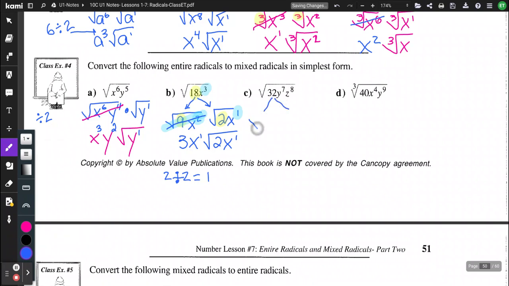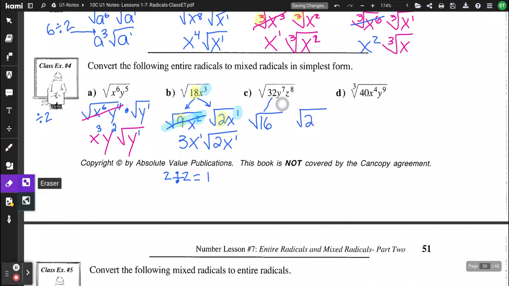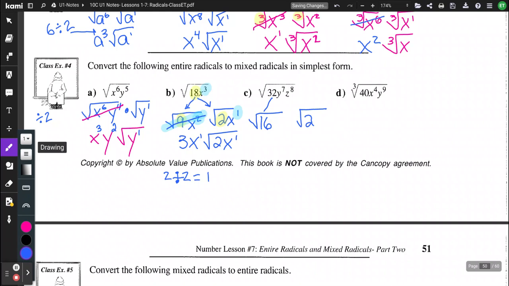Okay, the next one, we have to do the same thing. 32 is going to split, first of all for digits, into 16 and the other one left over is a 2. 16 times 2. Now, how many y's can I take out that will divide by 2? 6. So a 6 and a 1. So I got to bring y6 to the left, y1 to the right. All right, how many z's can be taken out? All of them? Yes, because it's an even number. So z8, which side is it going to go on, the left or the right? The left. So z8 under the root sign.